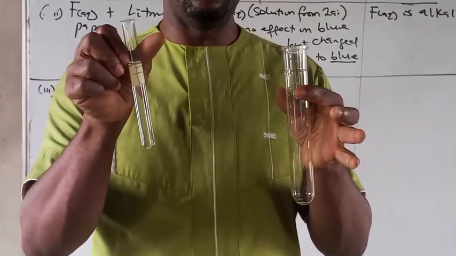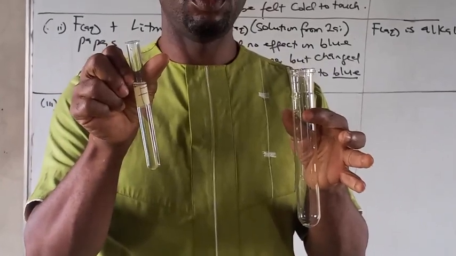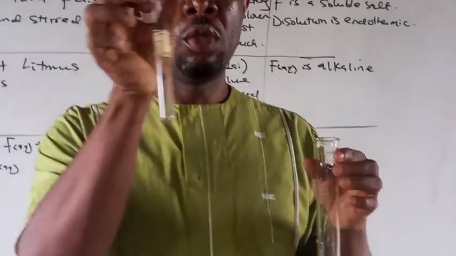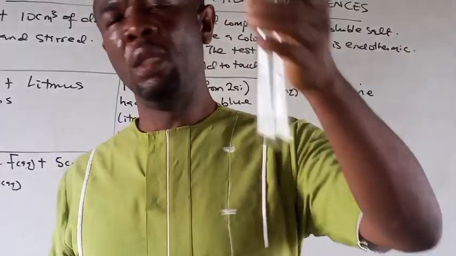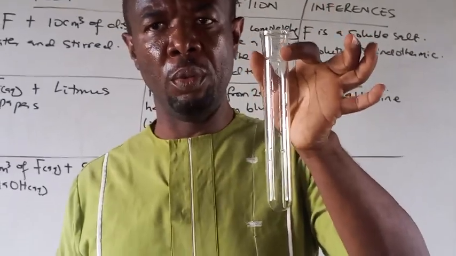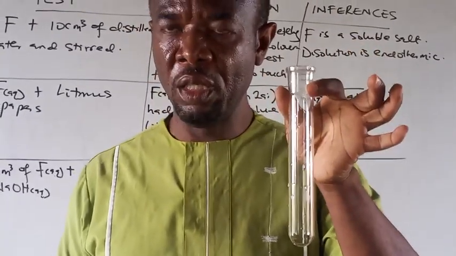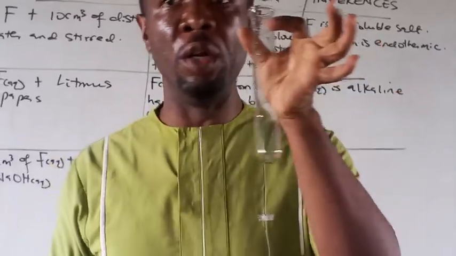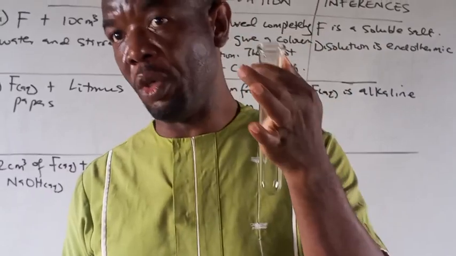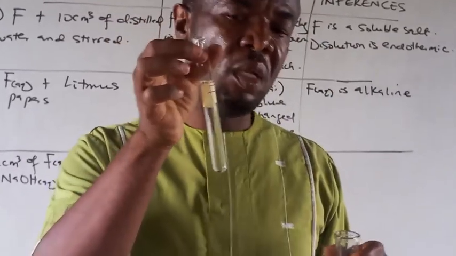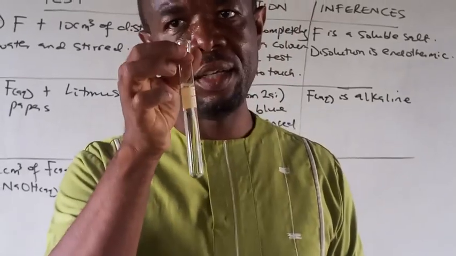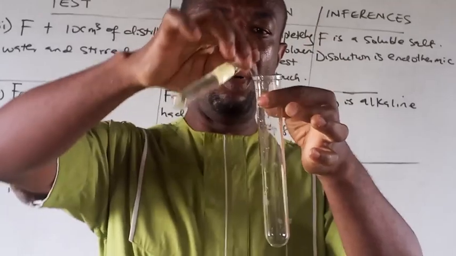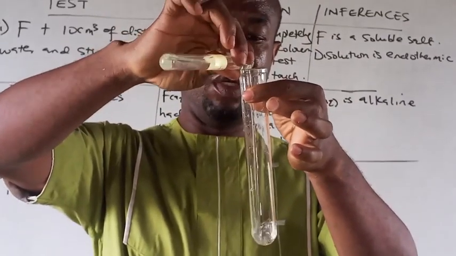So this is my F aqueous, and this is the boiling tube. Since we want to heat, we want to add the solution of F into a boiling tube. If you heat a test tube, the glass may crack. Use a wider or thicker tube called a boiling tube. So I'll pour some quantity of F into it.